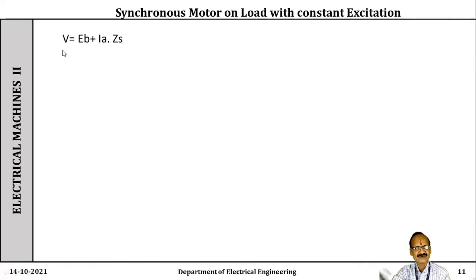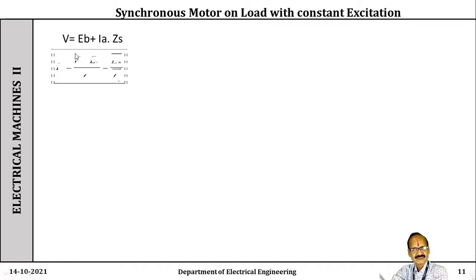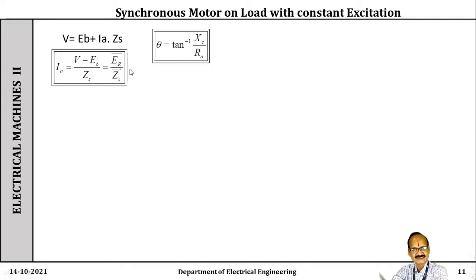Now see this, supply voltage V equals EB plus IA Zs, meaning this supply voltage is always greater than the generated EMF, and this generated EMF acts in the opposite direction to that of the supply voltage, and hence it is known as back EMF. So IA equals V minus EB upon Zs, and that is nothing but ER upon Zs.